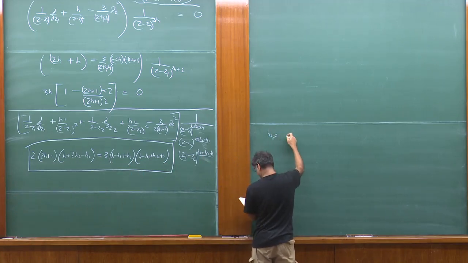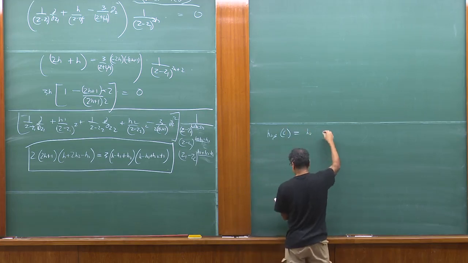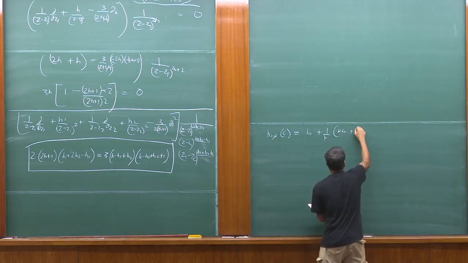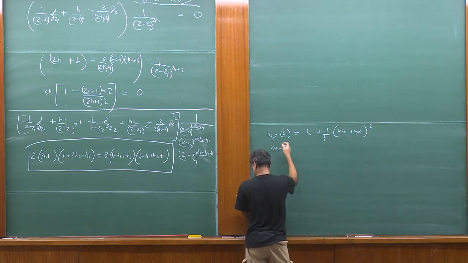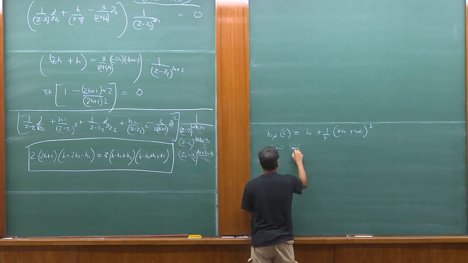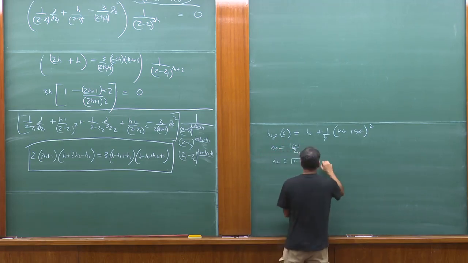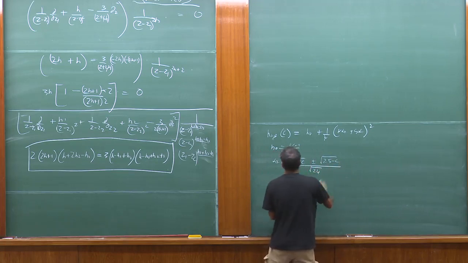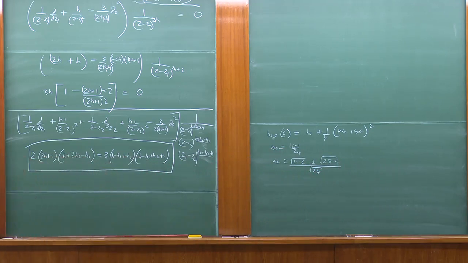I'm reminding you of the zeros of the Kac determinant. H_RS of C was equal to H0 plus 1 by 4 (R alpha plus plus S alpha minus) the whole thing squared, where H0 was equal to (C minus 1) by 24, and alpha plus minus was equal to square root of (1 minus C) plus minus square root of (25 minus C), divided by square root of 24. We will also need the other forms by and by, but at the moment let's stick with this.